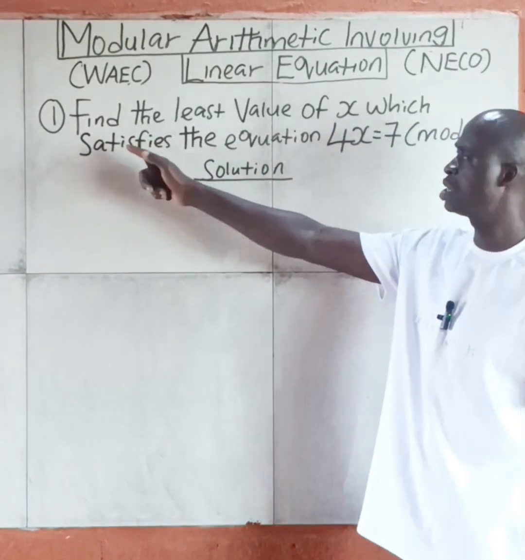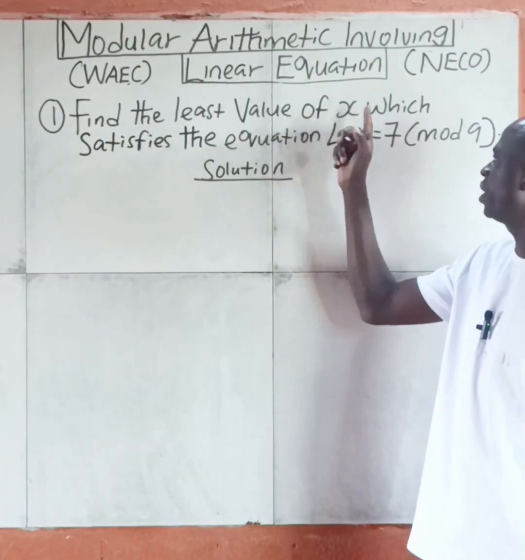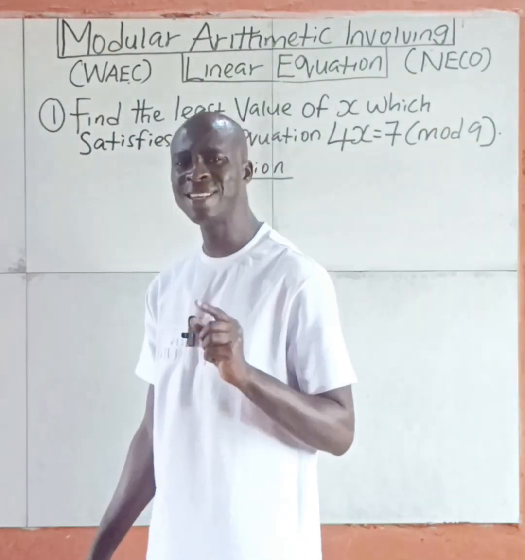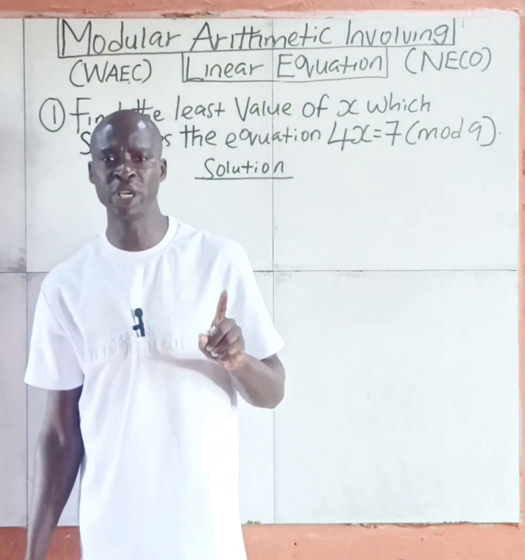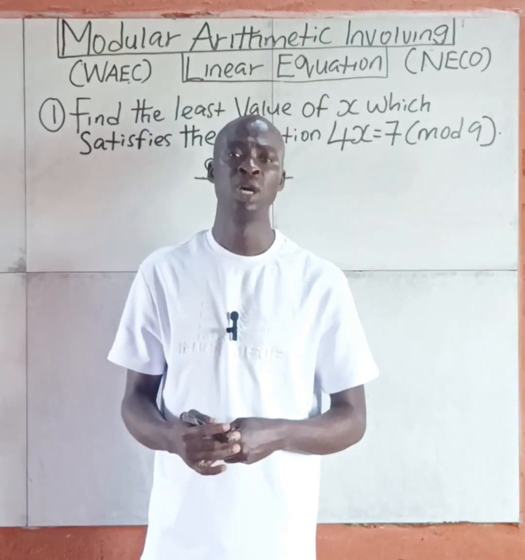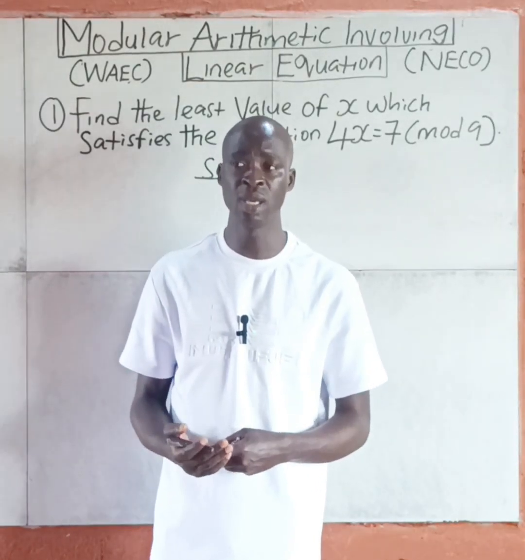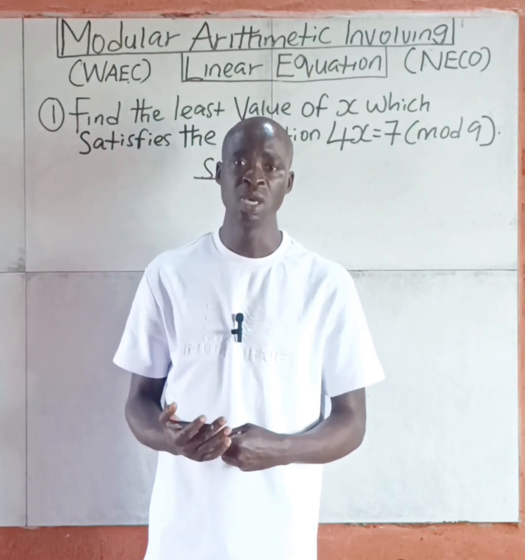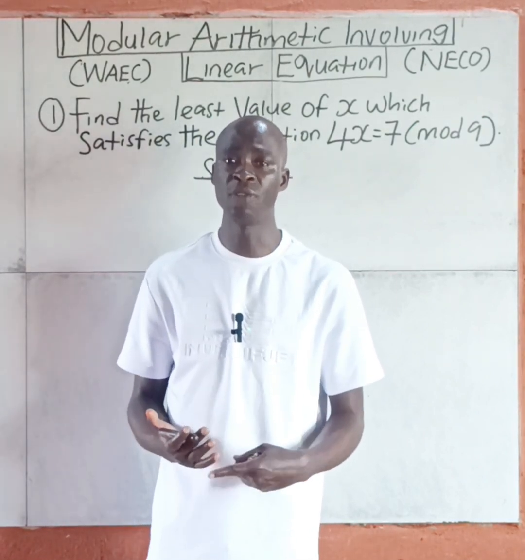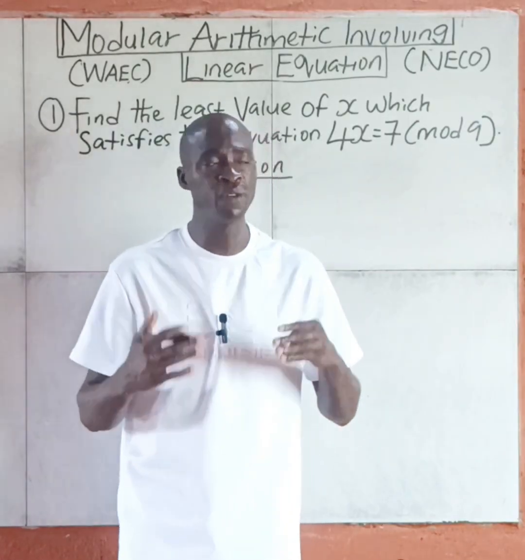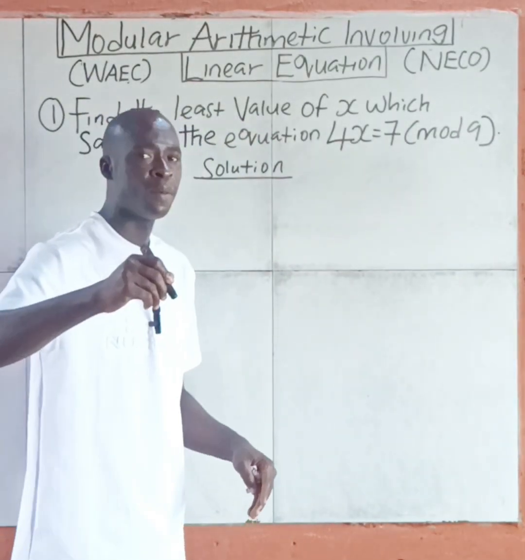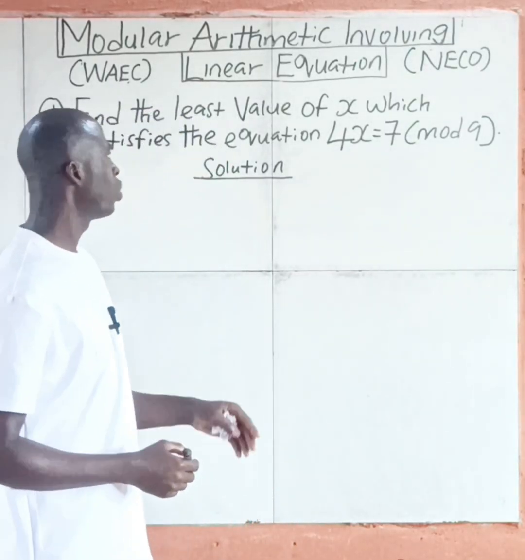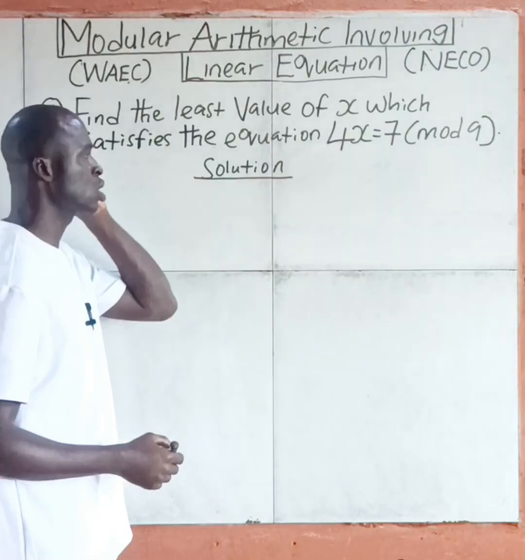Now, the question says, find the least value of x which satisfies the equation. I did say earlier, when we were looking at addition, subtraction, and multiplication of modular arithmetic, that it is possible to have more than one answer whenever you are solving questions involving equations in modular arithmetic. But what they are looking for here is the least possible value. With that being said, we are going to consider some WAEC and NECO questions.